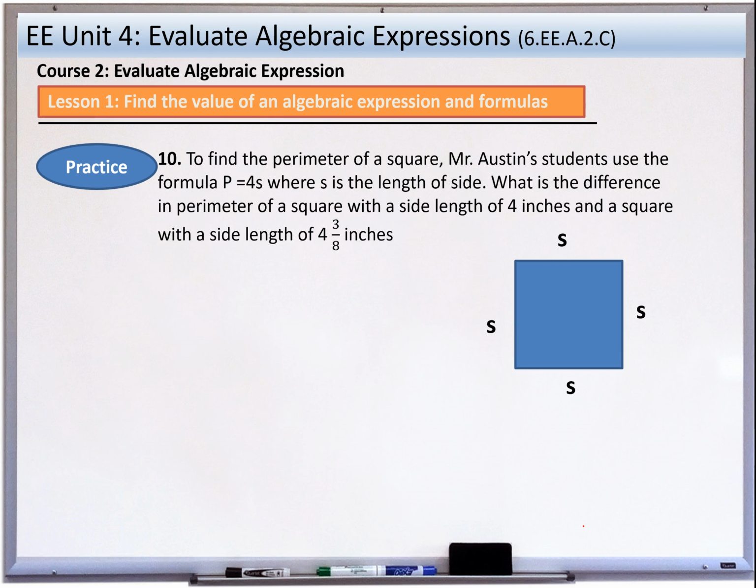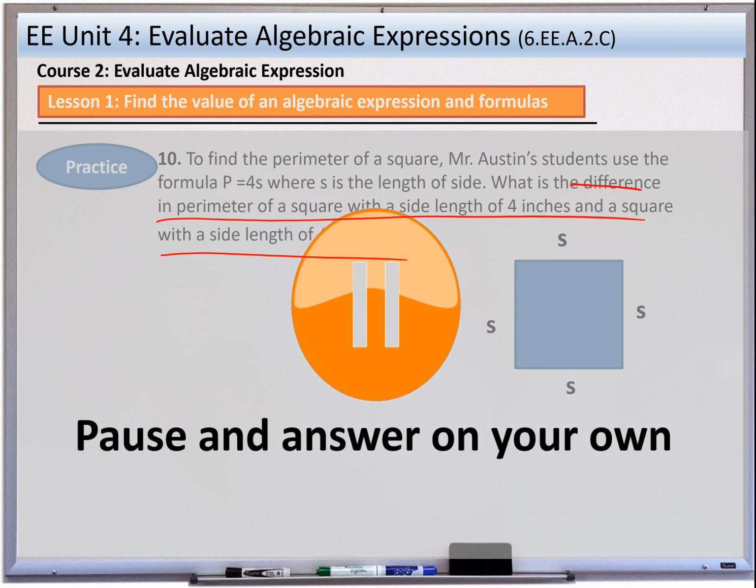All right, the final one, number 10. To find the perimeter of a square, Mr. Austin's students use the formula of perimeter equals 4 times the side. What's the difference in the perimeter of 2 squares? One has a side of 4 and one has a side of 4 3/8 inches. So go ahead and answer that one for me.